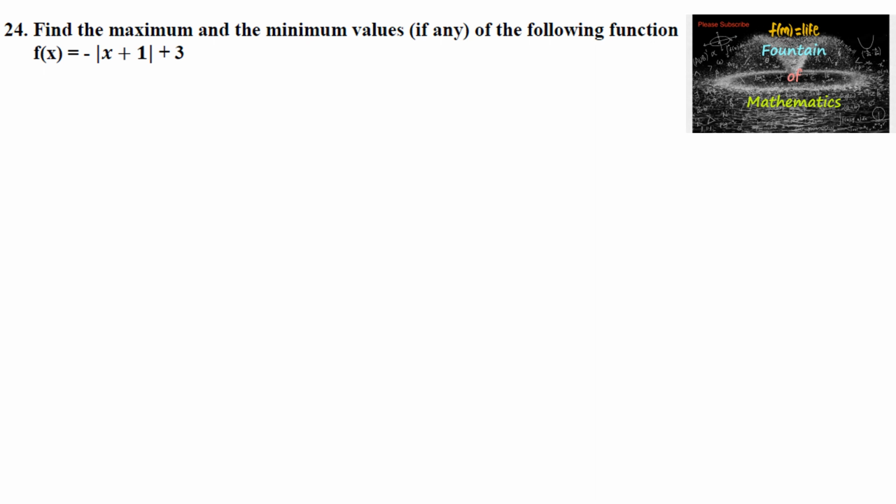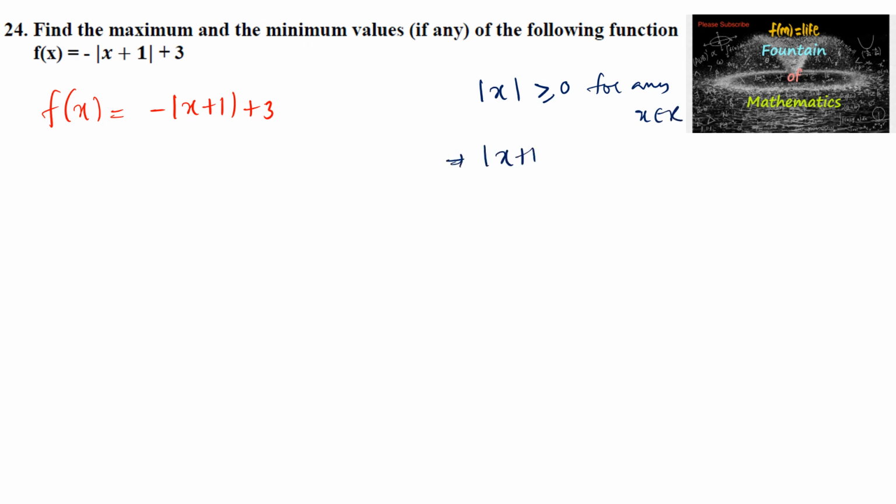Find the maximum and minimum values of the function f of x is equal to negative of mod of (x plus 1) plus 3. And we know that mod x is greater than or equal to 0 for any x belongs to R, which also implies mod of (x plus 1) is also greater than or equal to 0 for any real numbers. Then negative of mod (x plus 1) is less than or equal to 0.